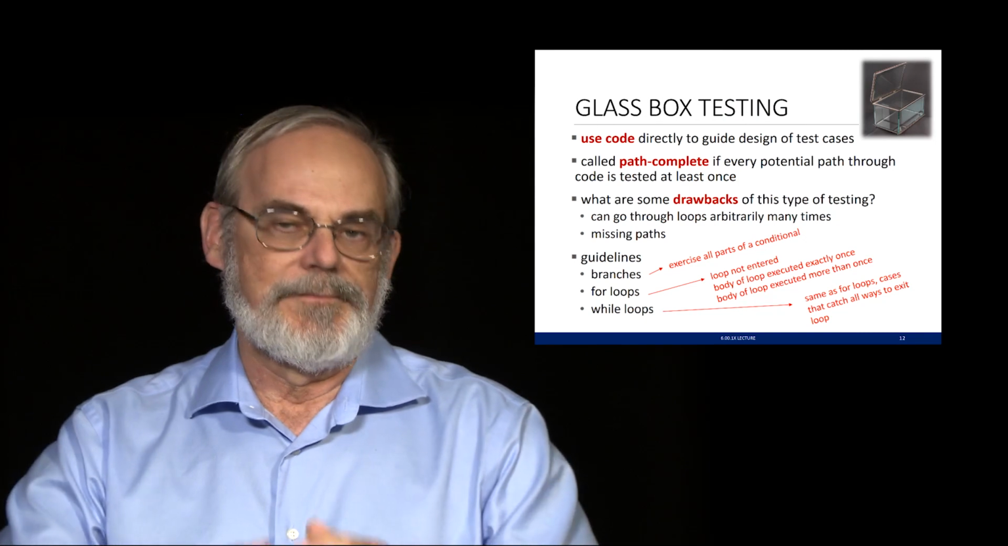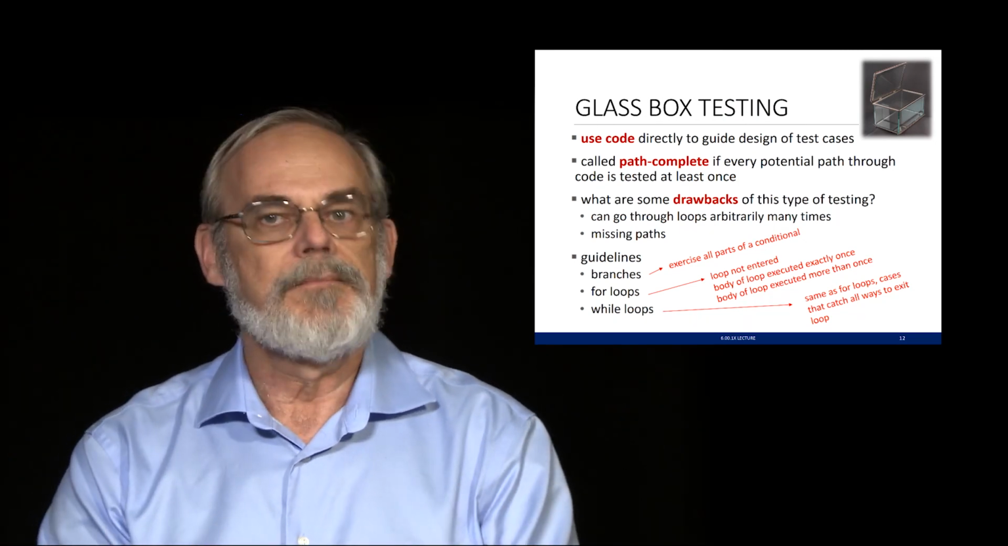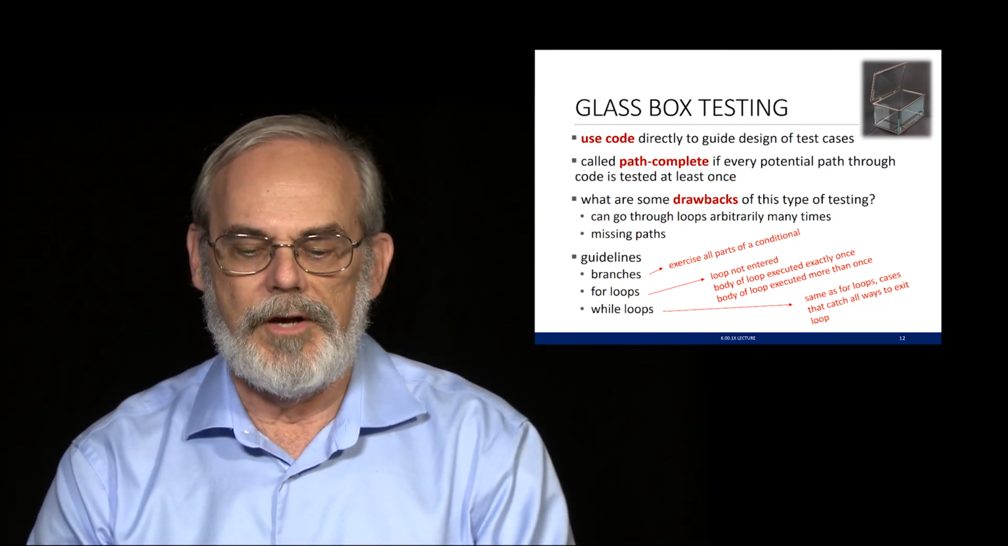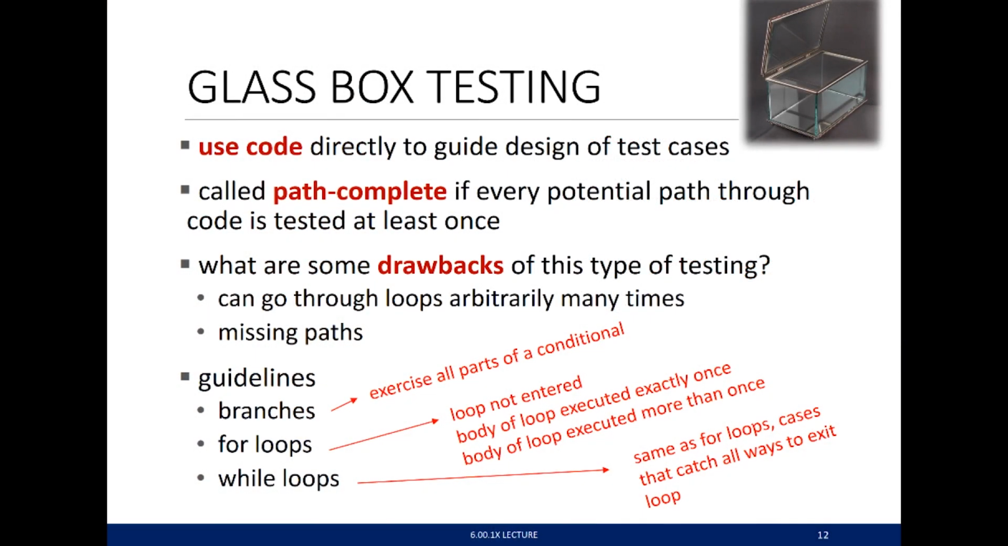Glass box testing is looking at inside this black box. It's looking at the code itself. And it uses the code directly to guide the design of test cases. Ideally, I would want to have a different test case for each different path through the code. And when I say different path, if this is something that has branches, I want to make sure that I have something that tests each possible branch of the code.